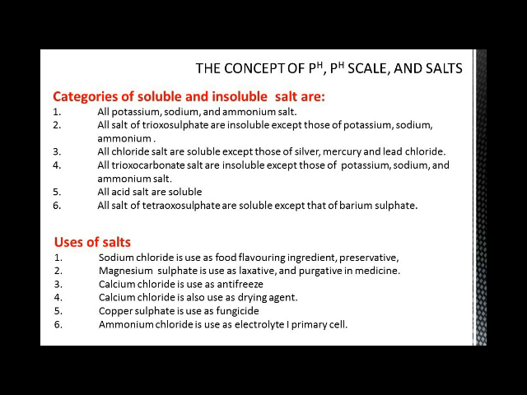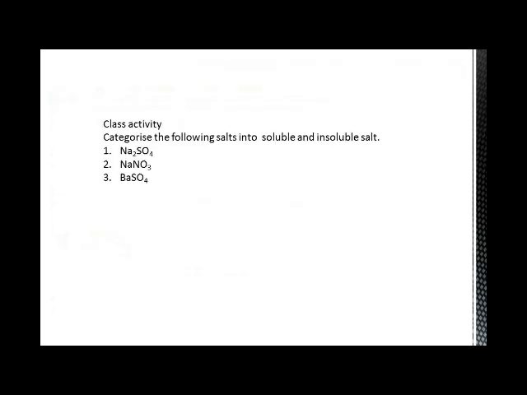We have calcium chloride. It's used as an antifreeze, especially in very cold regions of the world, to reduce the melting point of ice. Calcium chloride is also used as a drying agent. It's used as a desiccant in the laboratory. Copper sulfate is used as a fungicide, while ammonium chloride is used as an electrolyte in primary cells that cannot be recharged.